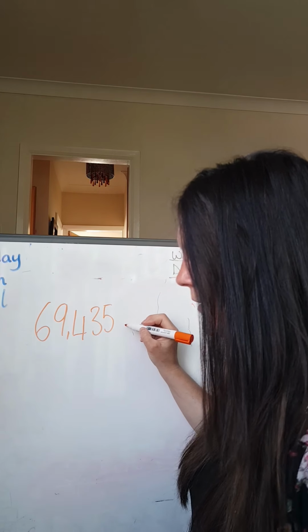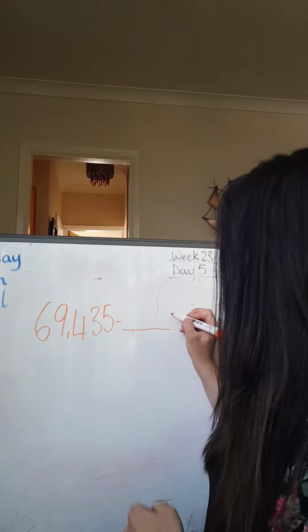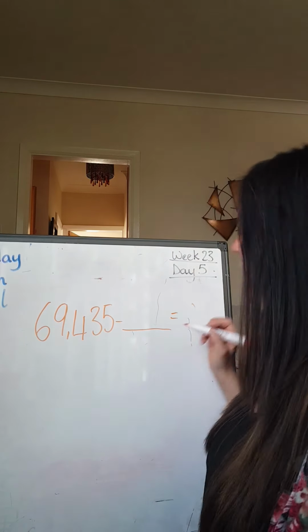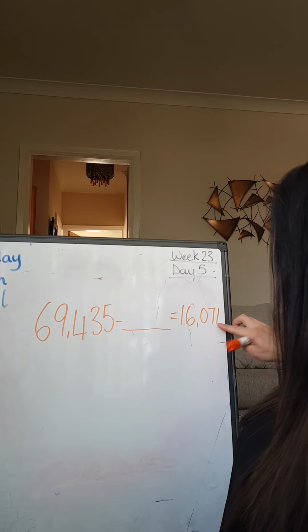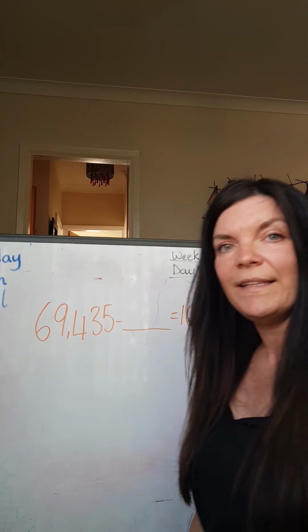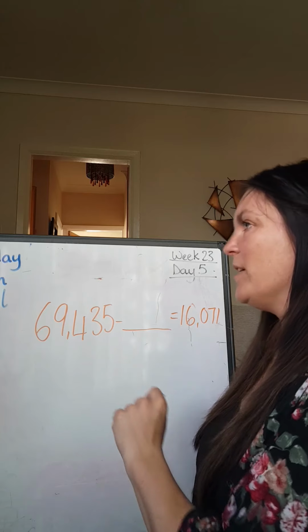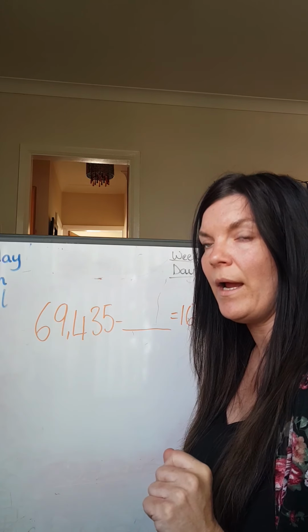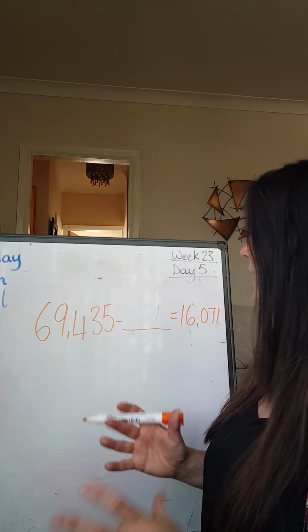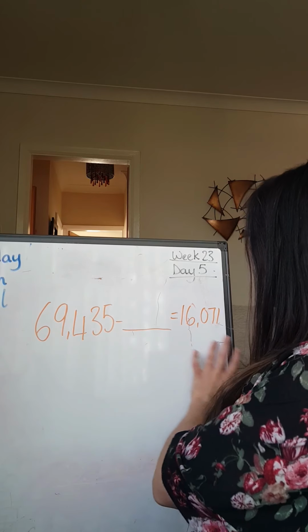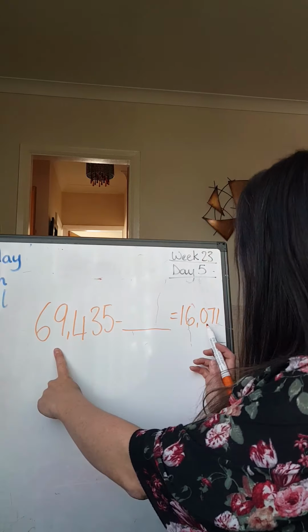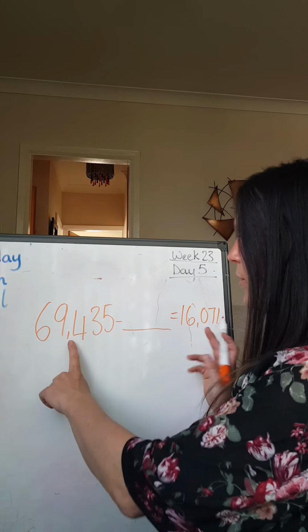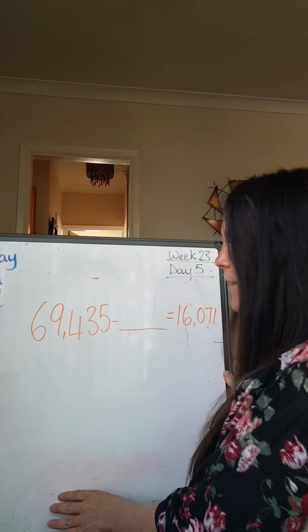69,435 take away mystery number equals 16,071. Oh, it's a dodgy one, 071 at the end. Okay, mystery number. First thing to remember is where's the biggest number. Let's work it out. Something take away something equals a smaller number. So the biggest number's at the start. So I need to make a smaller number. How am I going to use these two numbers to make a smaller number?